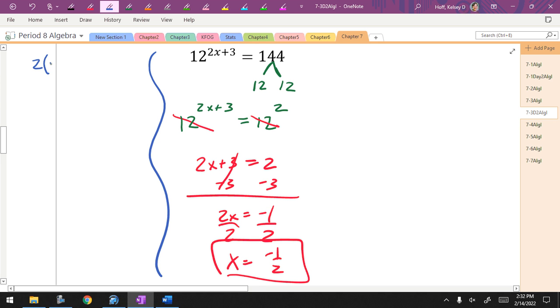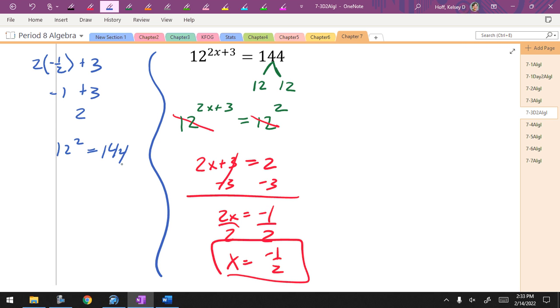2 times -1/2 plus 3. What's 2 times -1/2? -1 plus 3 is 2. 12 squared is 144? Yes. So just like with every other equation we've solved, when you plug it in, it will still make a true statement. Okay? Have to match the base. We have to match the base.